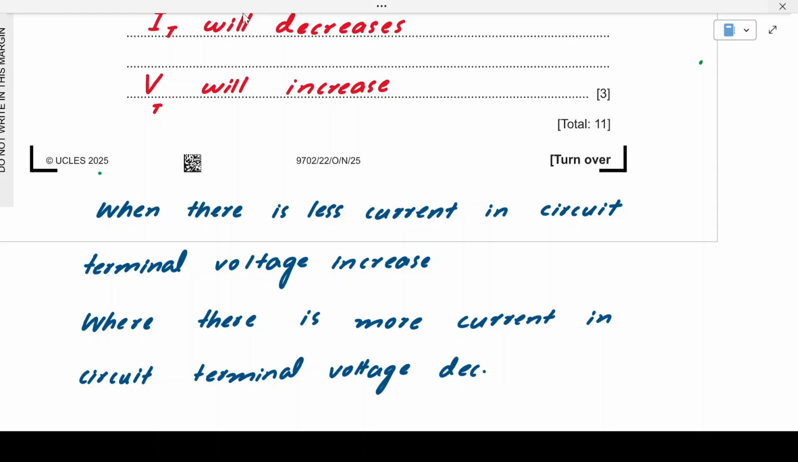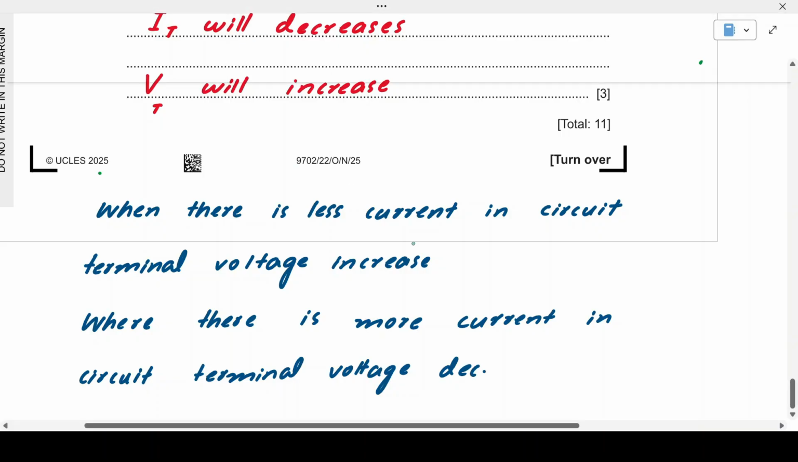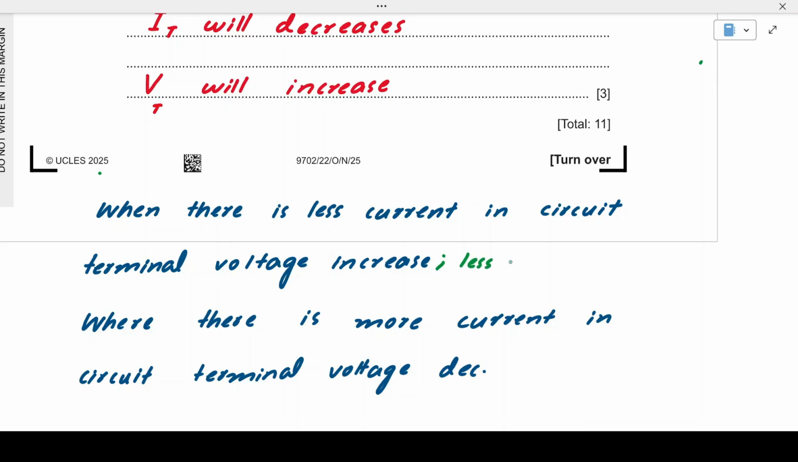Reason: because if you have less current, then less PD across internal resistance. So less voltage is lost across internal resistance, and that's why you get more as the output. But if you have more current, then more PD, more voltage is dropped across the internal.